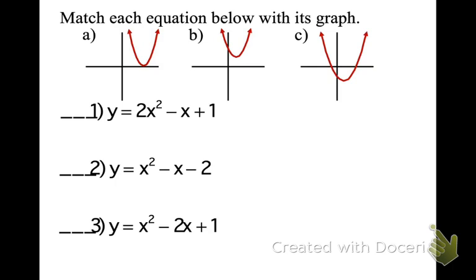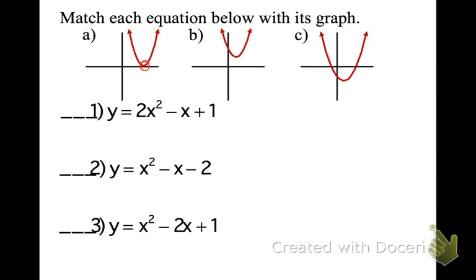Okay, so now let's match each equation with its graph. We don't have to factor this. We don't have to graph this and find our vertex and everything like that. All we have to do is find the discriminant, because we know that if it has two real roots, it has to equal a number greater than 0. If it has one real root, like this, it has to equal 0. And if it has no real roots, it would equal a negative.